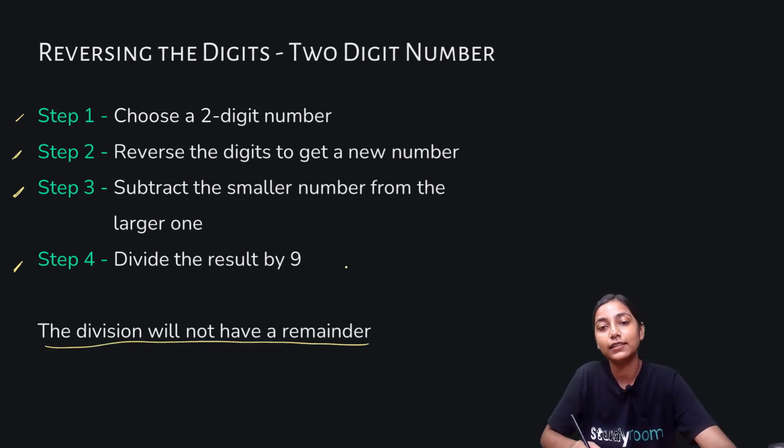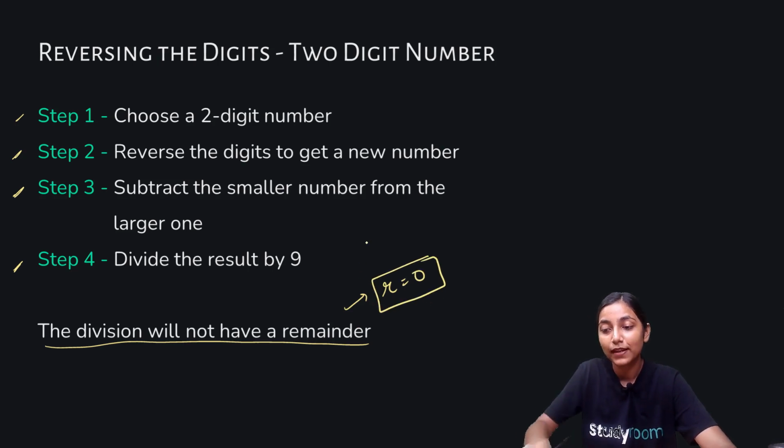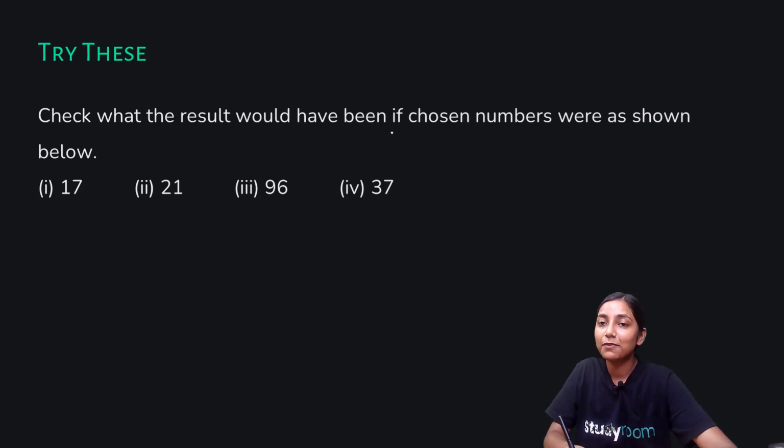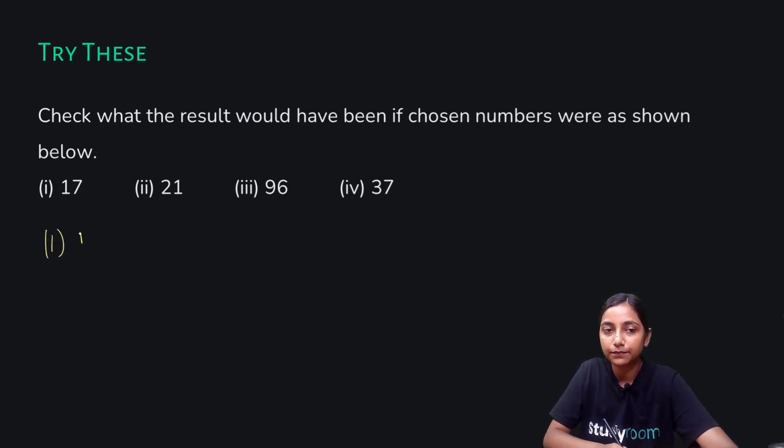Again, our remainder will come to be 0 in such a case as well. Let's see. Now check what the result would have been if chosen numbers were as shown below. So first number is 17. First step was to take a 2-digit number. So we are given 17.